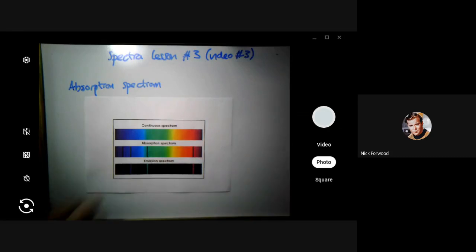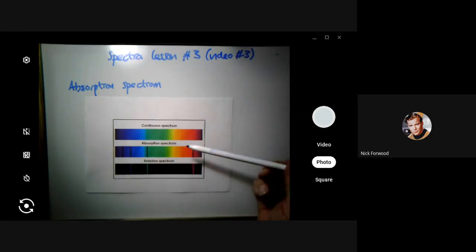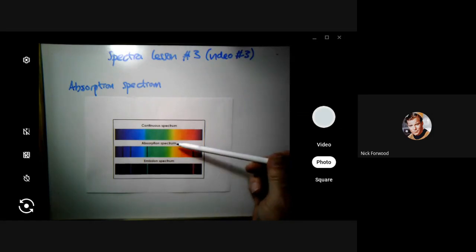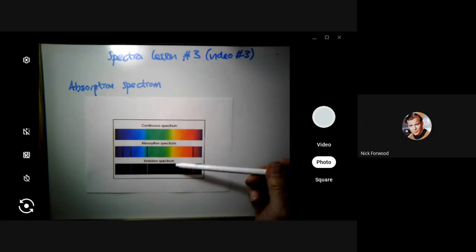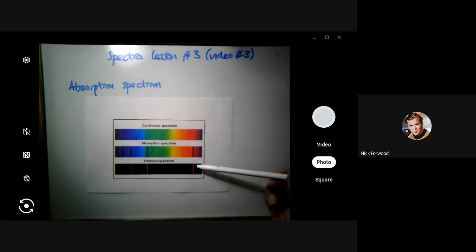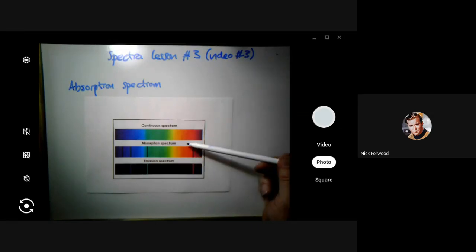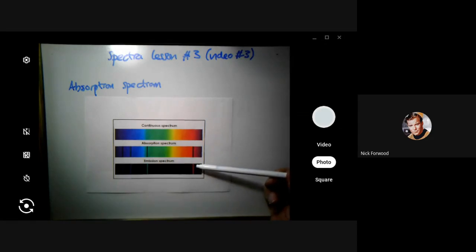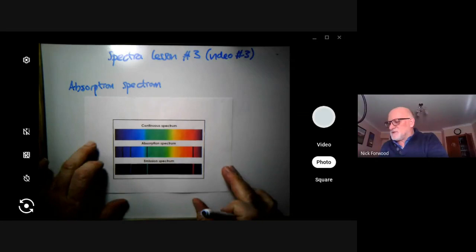And it's no coincidence, actually, that there's a very close similarity between the absorption spectrum and the emission spectrum, that this line that's missing, this color that's missing in the absorption spectrum, can appear as one of the only lines. This missing line in the absorption spectrum can appear as one of the lines in the emission spectrum. So what's the absorption spectrum?